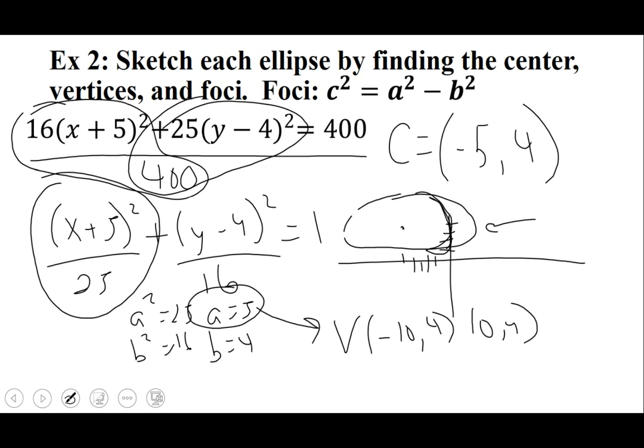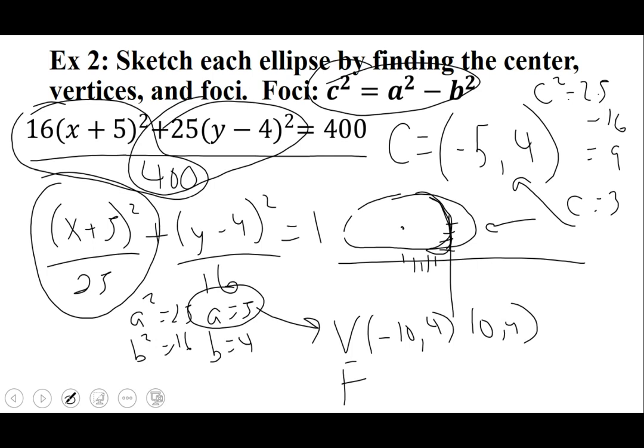And then the foci. To find the foci, you have to do c squared equals a squared minus b squared. So c squared is going to be equal to 25 minus 16, which of course is equal to 9, which means that c is going to be equal to 3. That means that the foci have to be 3 units to the left and to the right of the center. So that is going to put them at negative 8, 4 and negative 2, 4.